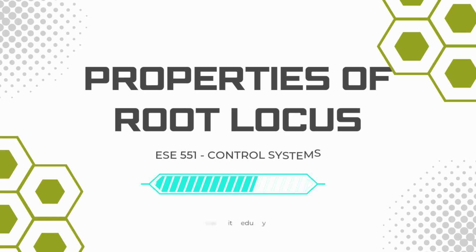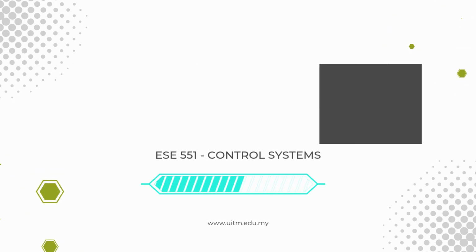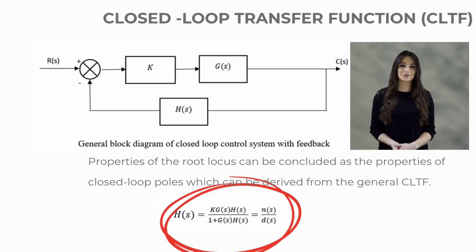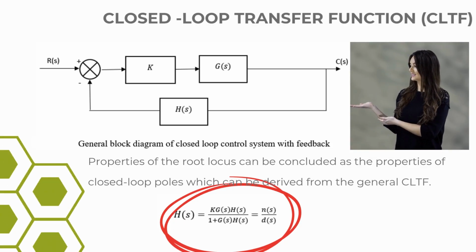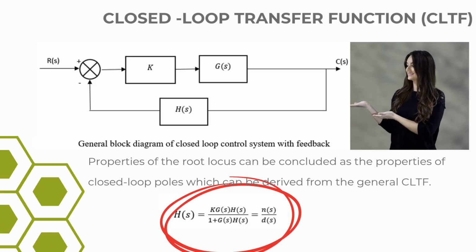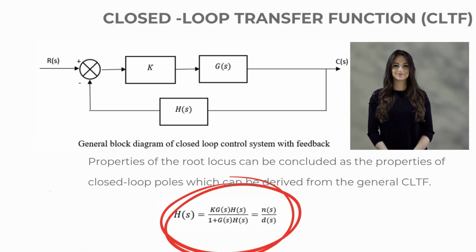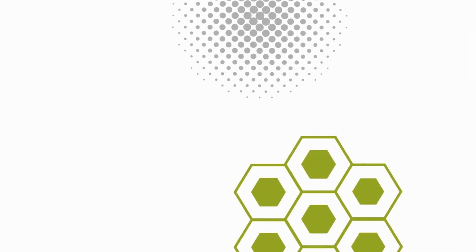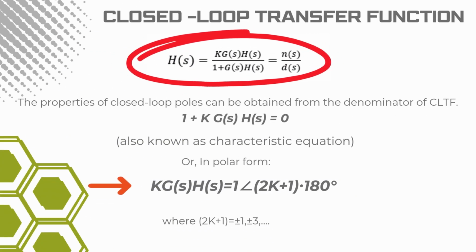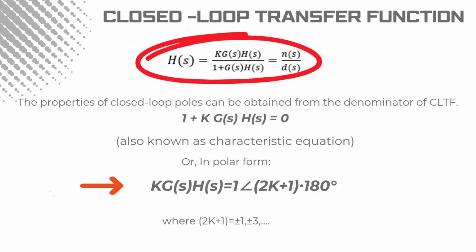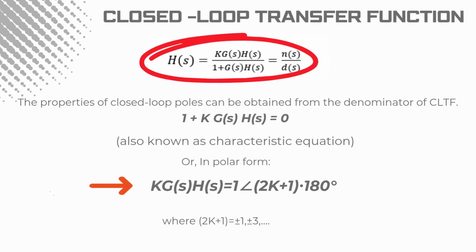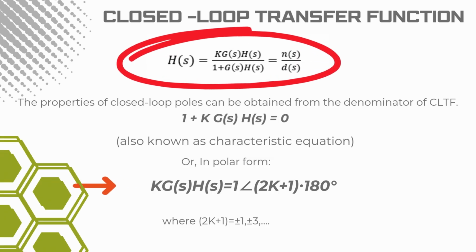Now, let's dig deeper into the properties of root locus. This is a closed-loop system with unity feedback and it has its own transfer function. The zeros occur at the numerator, N(s), while the poles occur at the roots of the denominator, D(s). Therefore, the characteristic equation of the closed-loop transfer function is derived as G(s)H(s). Now, in a closed-loop control system, the characteristic equation is extremely important because it tells us about the stability of the system. The standard form of the characteristic equation is 1 plus KG(s)H(s) equals 0.